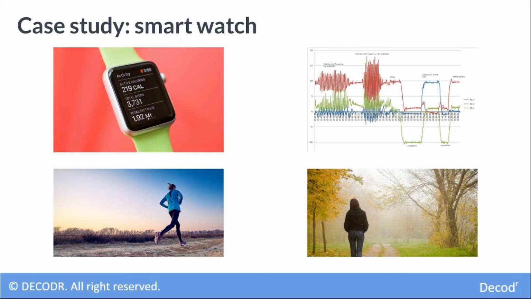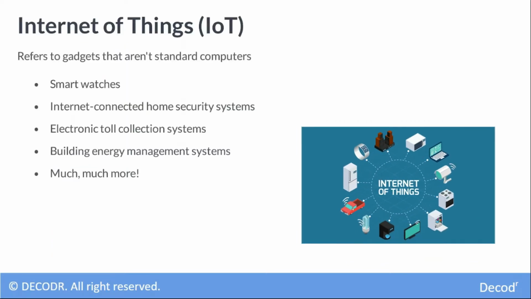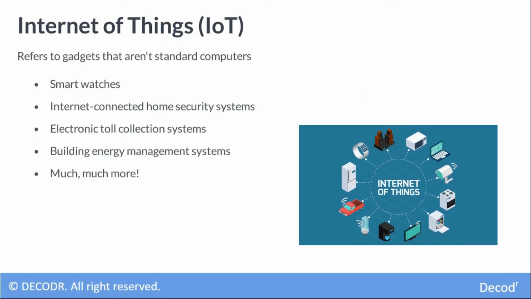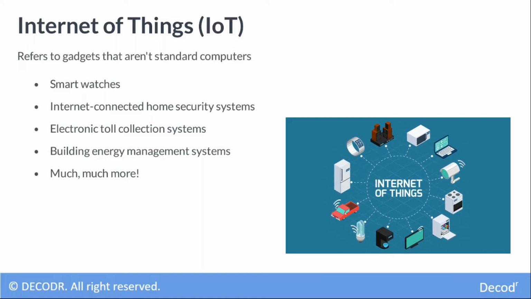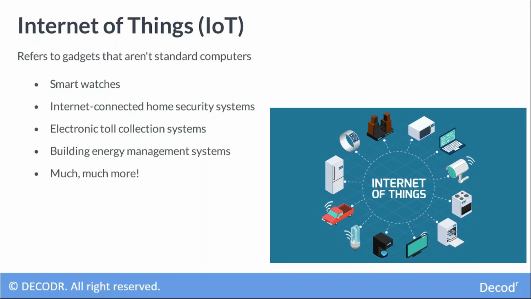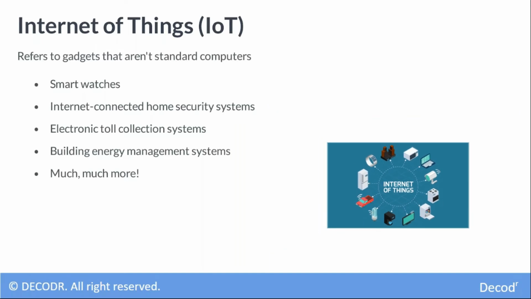You could then develop an algorithm that recognizes accelerometer data as representing one of those two states, either walking or running. So your smartwatch is a part of a fast growing field called the Internet of Things, also known as IoT, which is often combined with data science. IoT refers to gadgets that are not standard computers, but still have the ability to transmit data. This includes smartwatches, connected home security systems, electronic toll collection systems that you see on highways, and much more. IoT data is a great resource for data science projects.